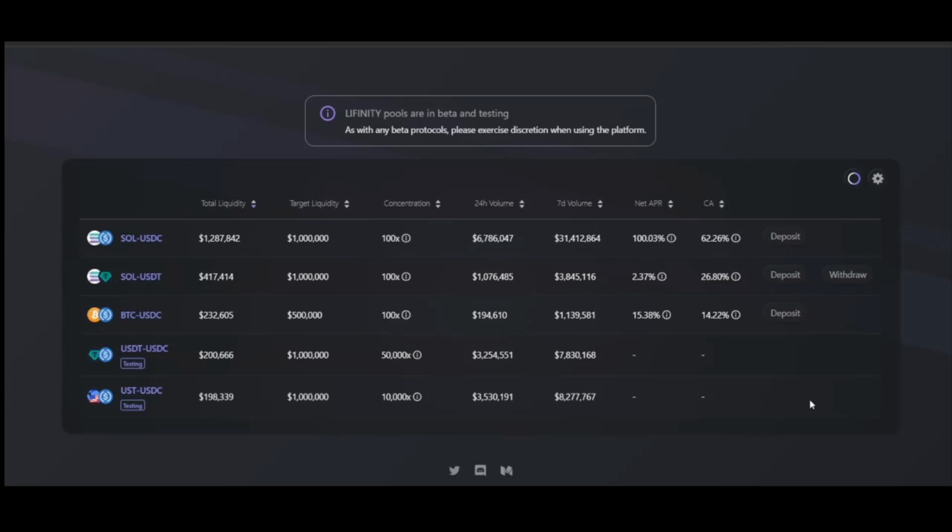In the meantime, you can see that the net APR for the Sol USDT pool has returned to being positive. So this once again reinforces the idea that we shouldn't really be thinking about APR on short time frames, because there's going to be a lot of fluctuation in short time periods.